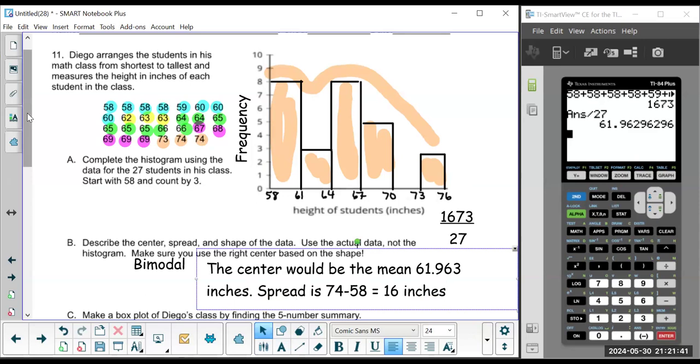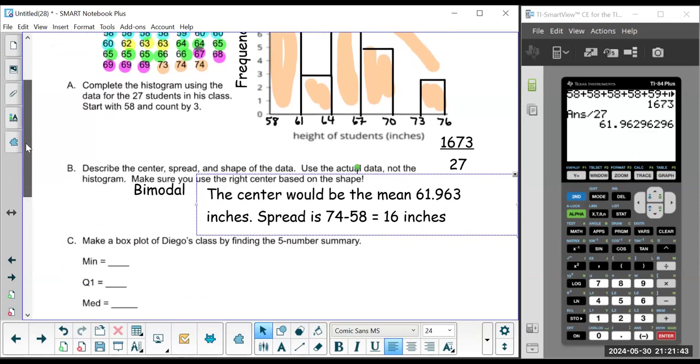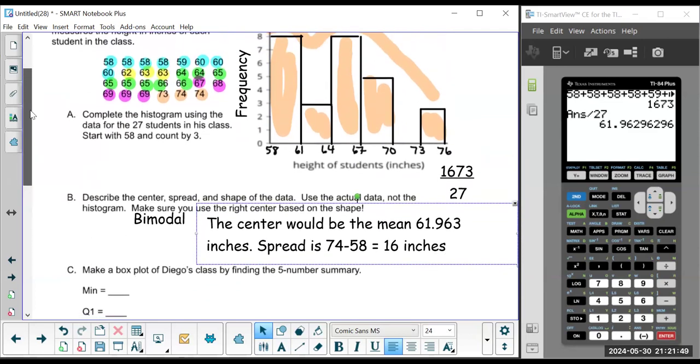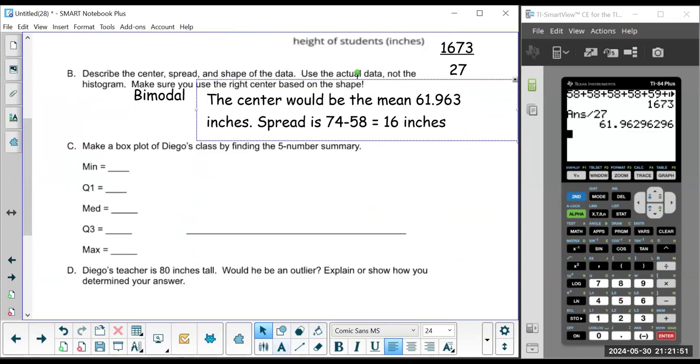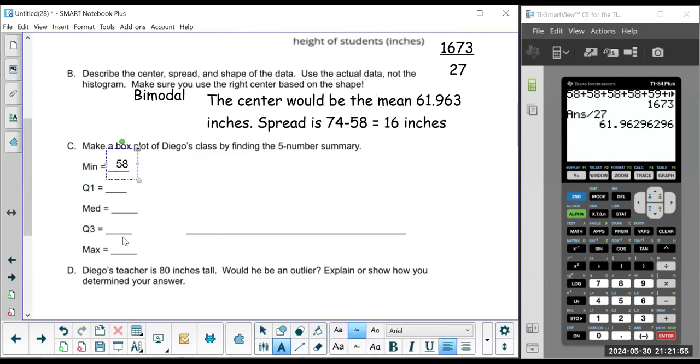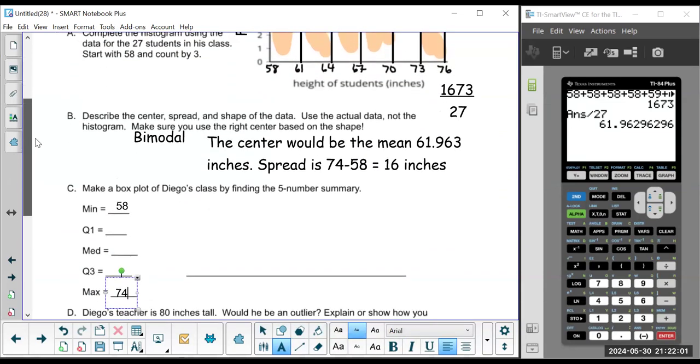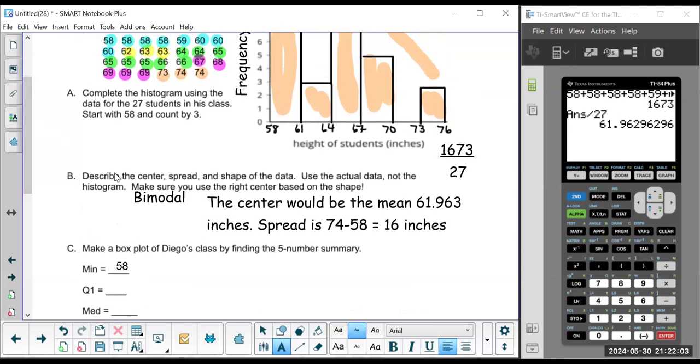All right, then letter C says to make a box plot of that information. So we still use the same heights that we've had. So the min we said was 58, the max was 74. So min 58, max was 74. The median, now we need to find the median, would be the middle number. If we have 27 people to split into 2 even teams, that won't work. Somebody needs to sit out. So then I need to have 26 people.